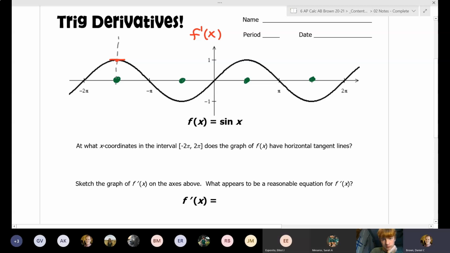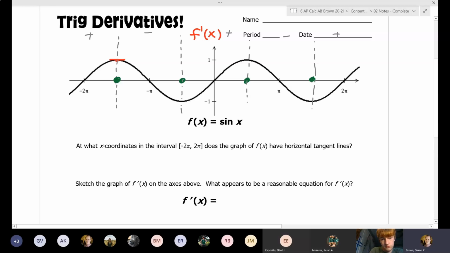So I know that when it changes from increasing to decreasing, different things happen. Remember, as my function is increasing, the derivative is positive. As the function is decreasing, the derivative is negative. So looking at this, when I go to f prime, it's going to be positive, negative, positive, negative, positive.